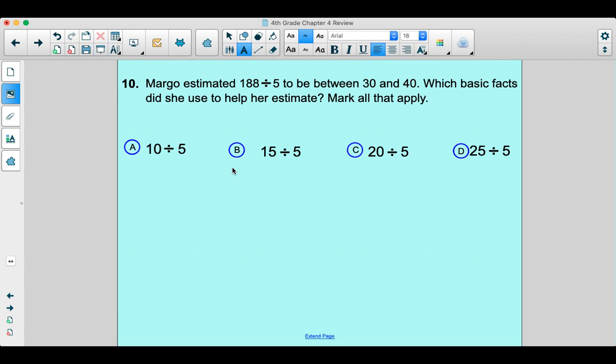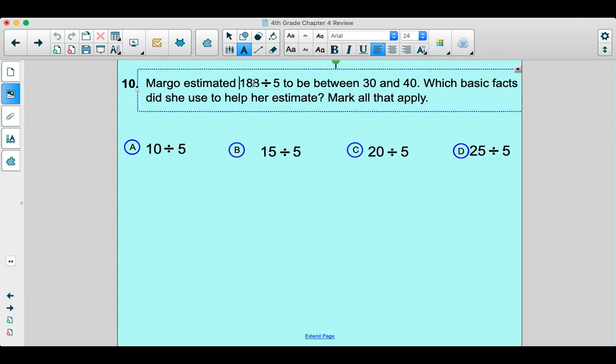Okay, so we've got Margot with 188 divided by 5. And she says the answer is between 30 and 40. All right, so what do you think she used to help her? So what basic fact? As I look at this, I'm not really sure. So I have to think maybe there was some rounding. I have to think maybe there was something else going on in Margot's mind.